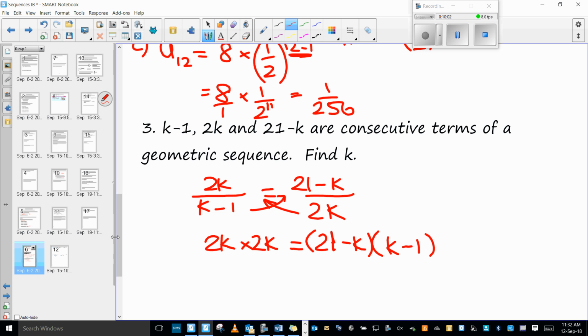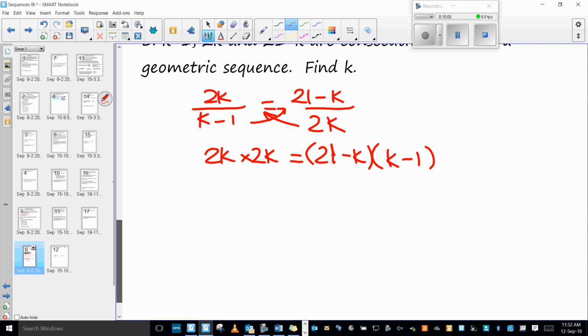2k multiplied by 2k would give me 4k squared. Nice. We've got two brackets to expand. So we've now got an expression with some k squared, some k's and some numbers. So it's an equation. So what kind of equation is this? Well, we've got k squared. Quadratic. How do we have to solve quadratic equations?